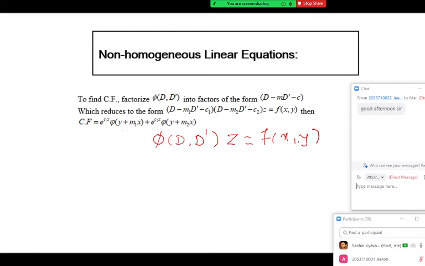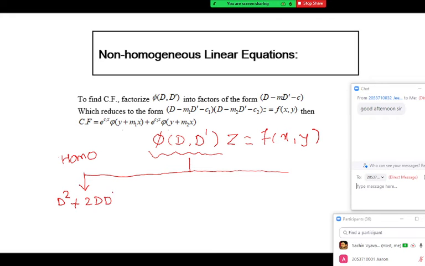So this is the general form of a PDE. Now this phi of D comma D dash is said to be homogeneous if the degree of each term is the same. I will write an example for that. It is D square plus 2D D dash plus D dash square. So this is a phi of D comma D dash.